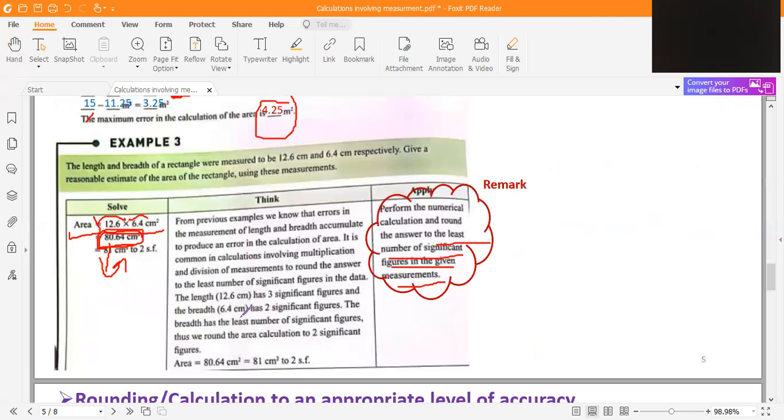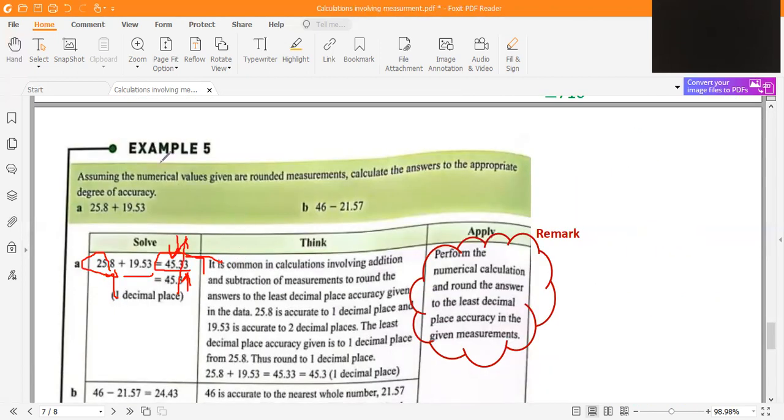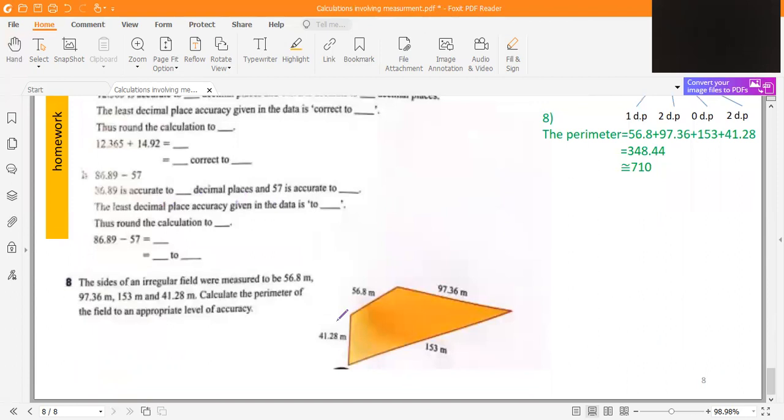So we have to set, as we said before, the level of accuracy based on the number of significant figures, or based on the degree of accuracy related to the number of decimal places. And you see all the exercises and the solutions of the exercises on the right.